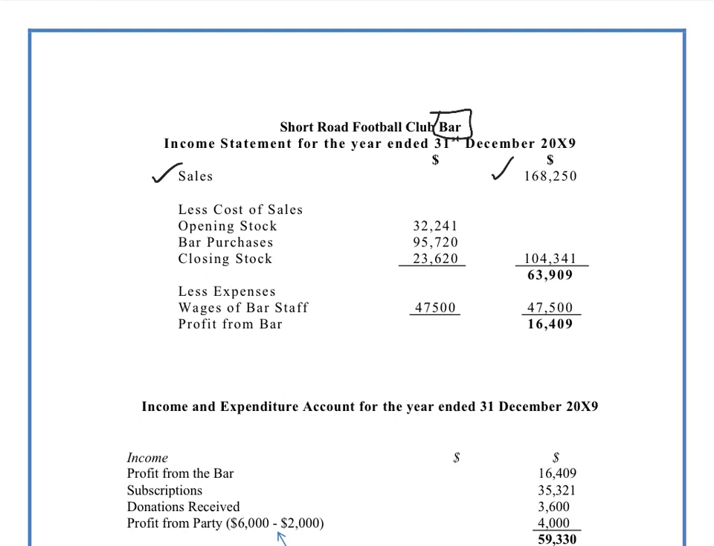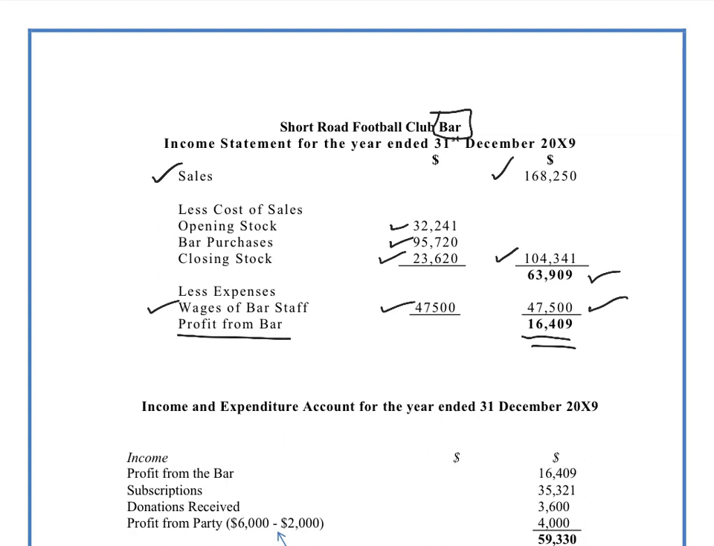The bar was stocked with drinks and food. And the closing stock figure left you with a cost of goods sold of 104,341. So the running of this particular bar at Short Road Football Club has managed to create a gross profit of 63,909. You'd have to pay the people working in the bar. So that's only correct and ethical. In this case, their salaries and wages were 47,500, which leaves you a profit from the bar of 16,409.